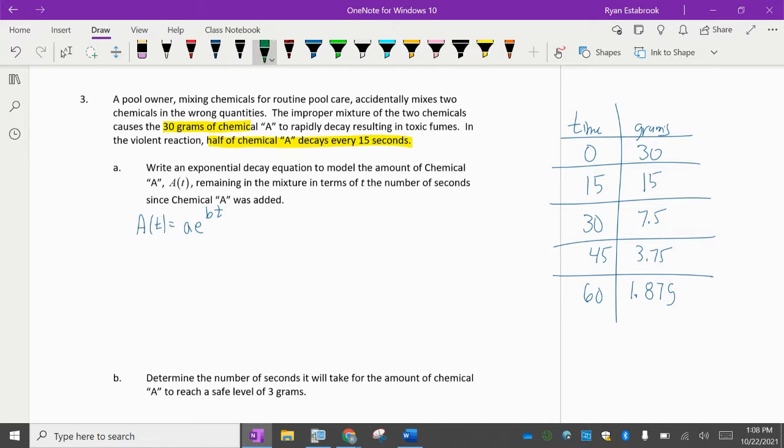They actually have three numbers up there that are going to get plugged into this equation. What goes in for A of t? Hard question. Let's go to the next one. What goes in for little a? 30. That's the initial amount. Times e to the b, which we're trying to find. What goes in for t?